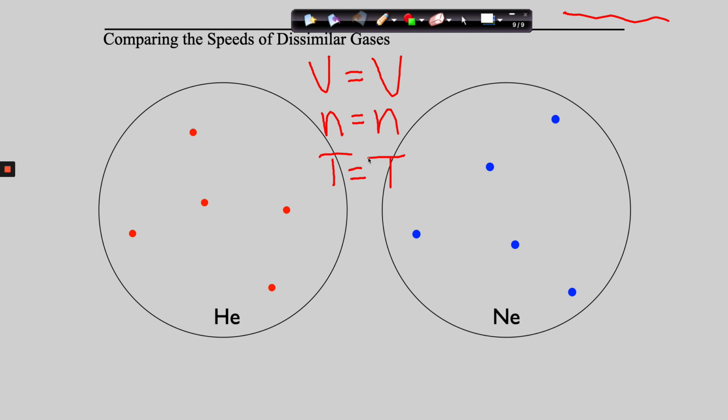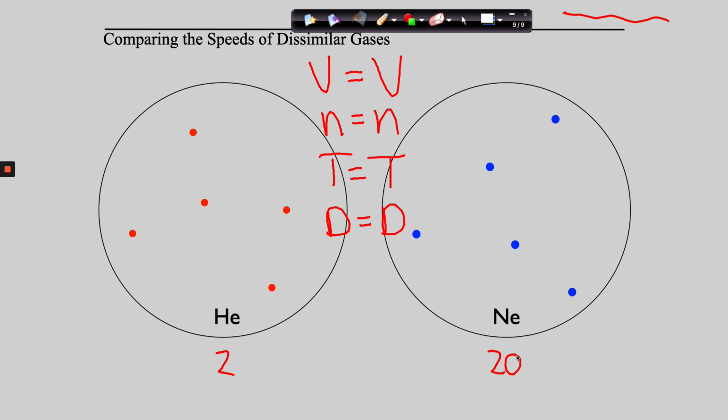Okay. Now I've got questions for you. Are the densities the same? No. Why not? They're different types of particles. Guys, helium weighs about 2. Neon weighs about 20. So guys, which gas is more dense? The neon, because the particles themselves are more massive.